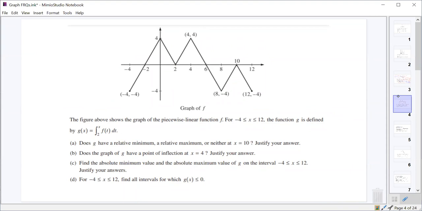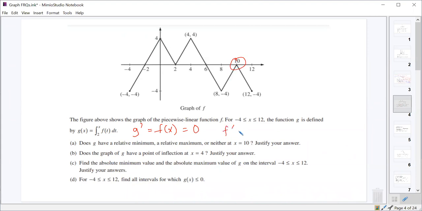So next one here, we've got the graph of f given to us, and then g of x is the integral from 2 to x of f. So we want to first know, does g have a relative min, max, or neither at x equals 10? If g has a min or a max, we need to figure out what g prime is. Well, g prime is f of x. And so we want to know, does f of x equal 0, or is f of x undefined at 10? Well, the answer is yes, it equals 0.